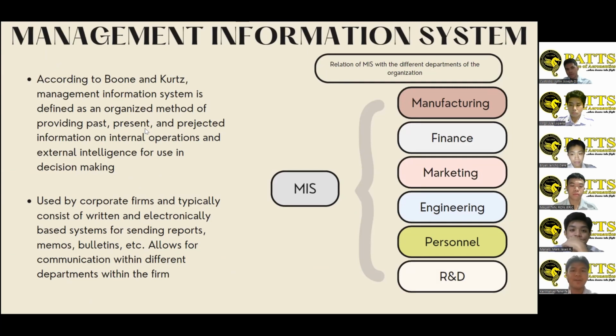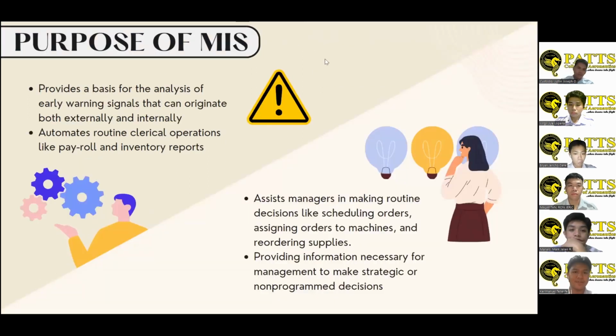So the management information system is branched into the following. It can be branched into manufacturing, finance, marketing, engineering, personnel, and lastly, research and development. So what is the purpose of MIS?